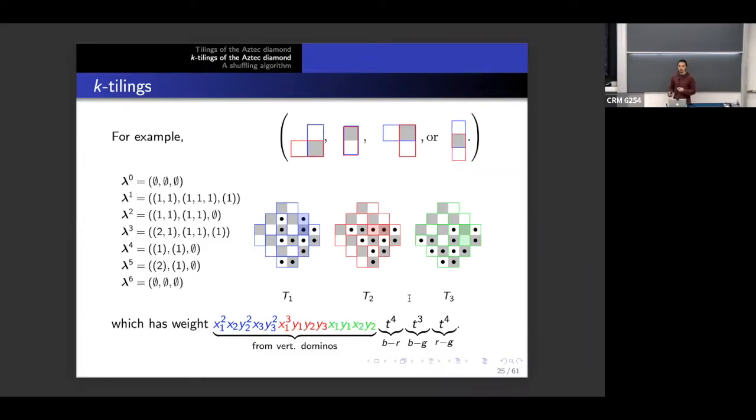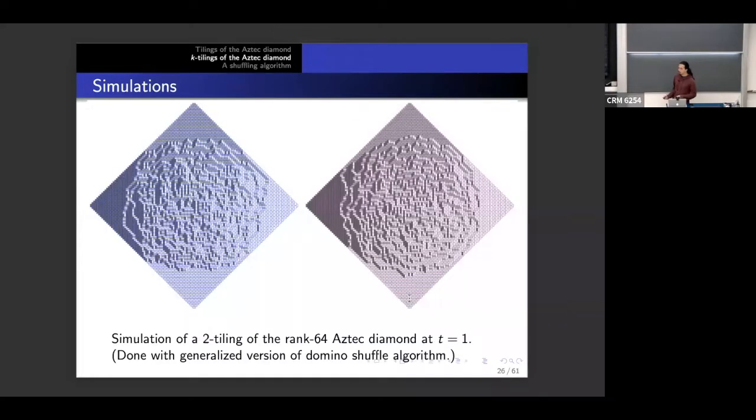So our interaction is really coming from a Yang-Baxter integrable vertex model. Before we get to results, I want to show a bunch of simulations. These are all done with a domino shuffling algorithm that I'll hopefully explain at the end if there's time. Here is rank 64, 2 colors, and T equals 1. When T equals 1, they're just independent tilings.